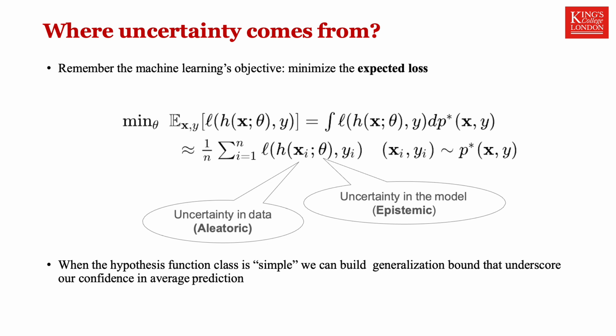So where does the term uncertainty come from? Normally, when you're optimizing for some machine learning objective, you want to minimize the expected loss. And there are actually two components of uncertainty in the data, and they come naturally from this expectation that we're estimating every single one of these times. So there is a component of the uncertainty which is called the aleatoric uncertainty, which comes from the data itself.